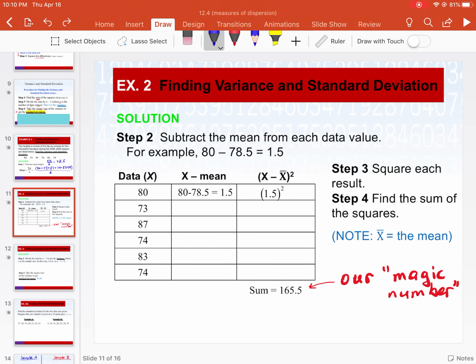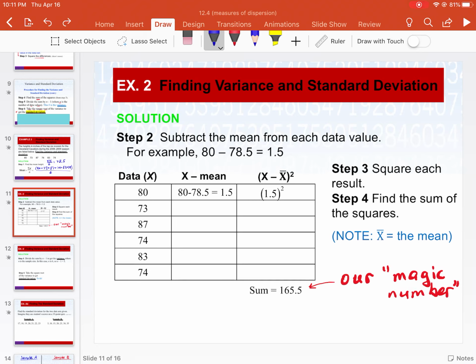Okay. Now, this is where I'm going to show you a couple of steps that if you were going to do every step one at a time, this is what you would do. But I'm going to show you how to combine steps 2, 3, and 4 in the calculator, and I will be your favorite professor. Okay?